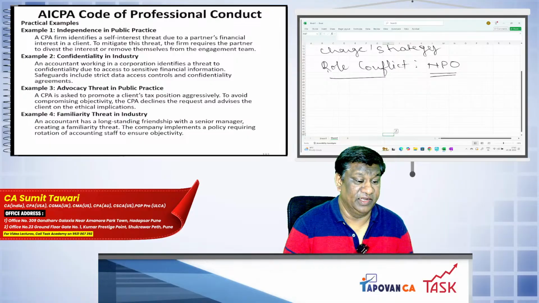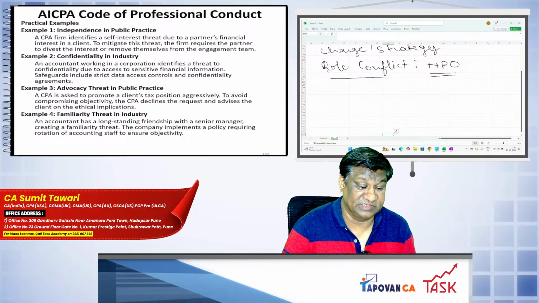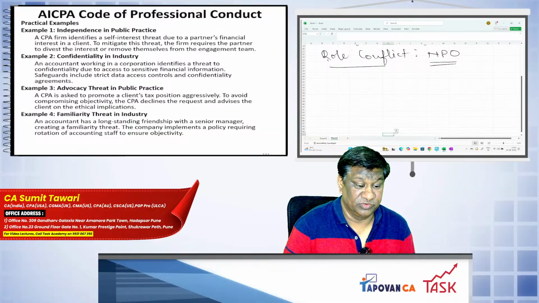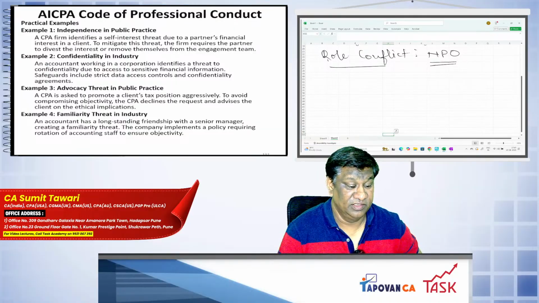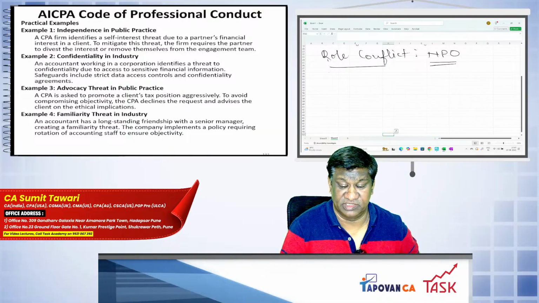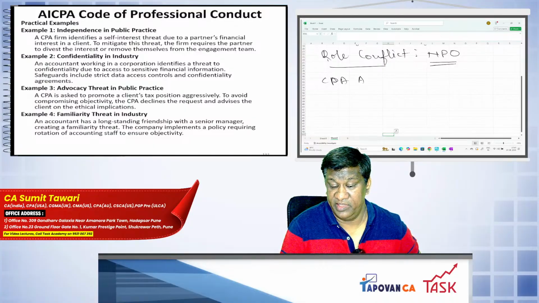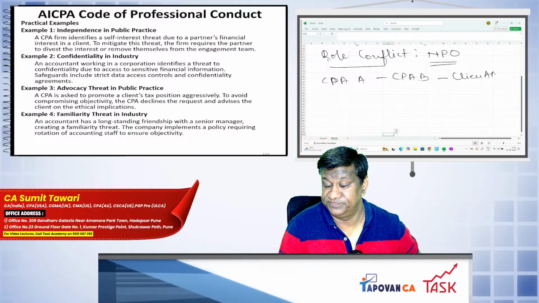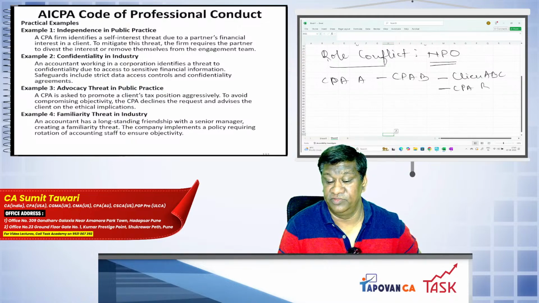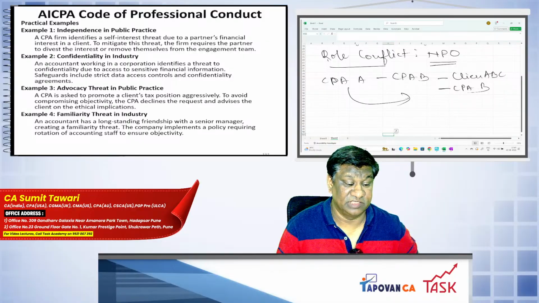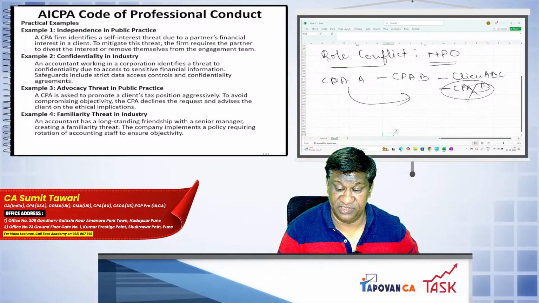Now independence in public practice. A CPA firm identifies a self-interest threat due to a partner's financial interest in the client. To mitigate this threat, the firm requires the partner to divest the interest or remove themselves from the engagement team. Say CPA A and CPA B have a combined firm, and in client ABC, CPA B has some stake. Even though the audit is done by CPA A, it still creates the self-interest threat. So either CPA B needs to divest, or he should not engage in any way in the audit assignment.